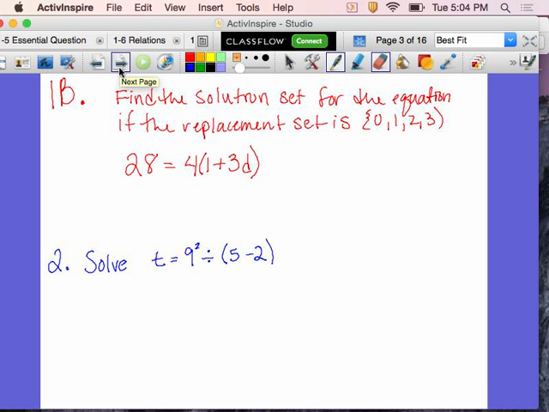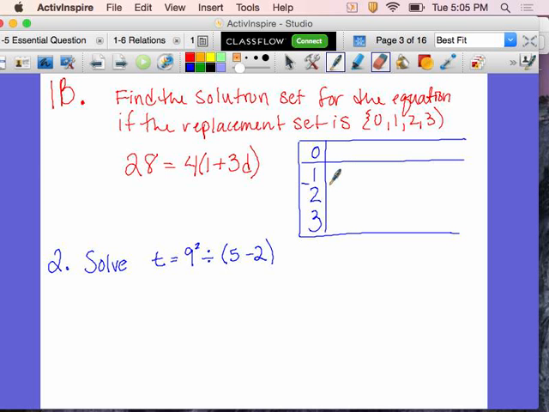So for 1B, you need to find the solution set for the equation if the replacement set is 0, 1, 2, 3. Just make yourself a little table so you can organize 4 different options. So I'm going to make a table. My element would be 0, 1, 2, or 3. And then maybe your substitution, and then your result will be the very last thing, like a true or false.